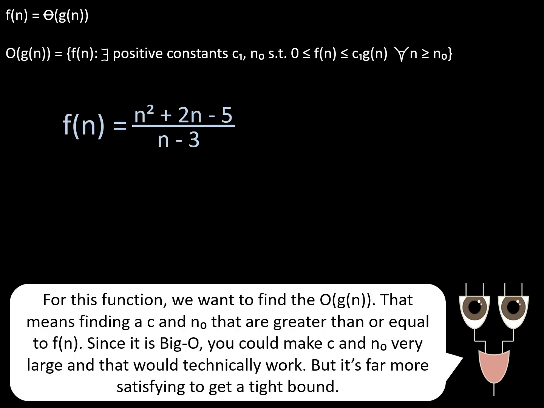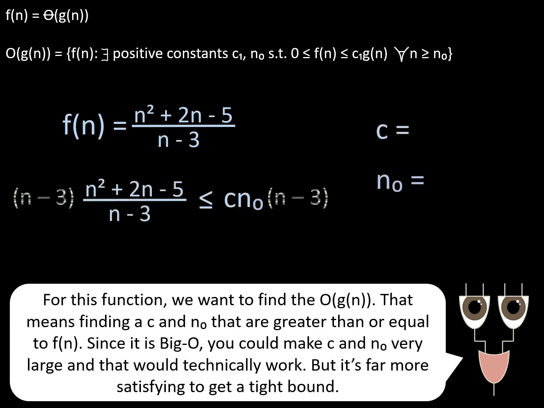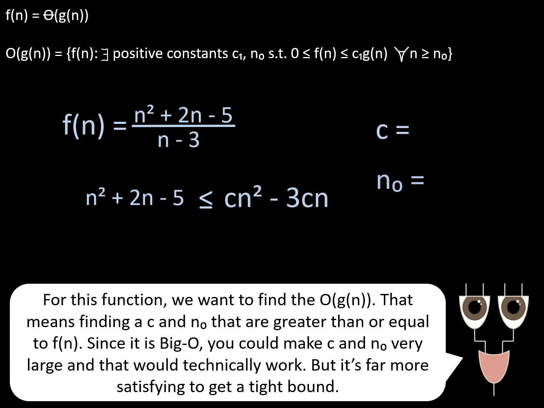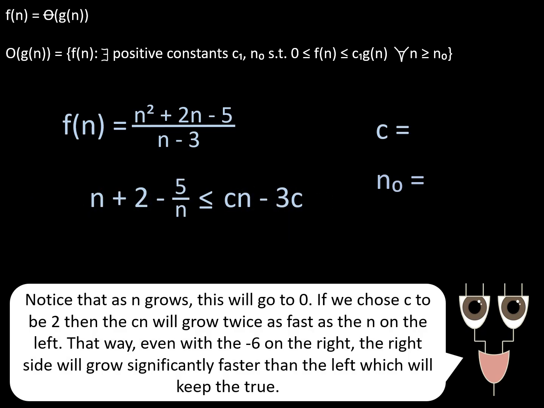For this function, we want to find the O of g of n. That means finding a c and n sub 0 such that c times g of n is greater than or equal to f of n. Since it is big O, you can make c and n sub 0 very large, and that would technically work. But it's far more satisfying to get a tight bound. Notice that as n grows, this will go to 0.